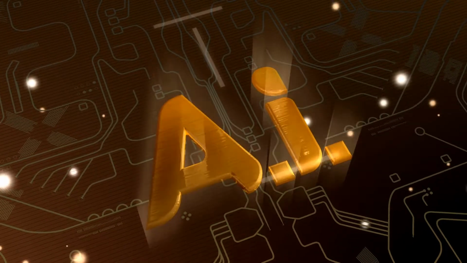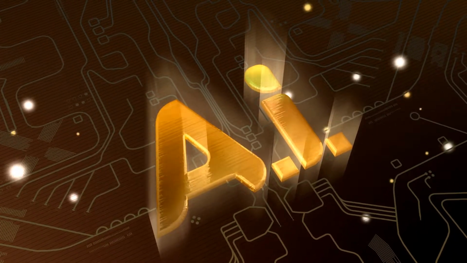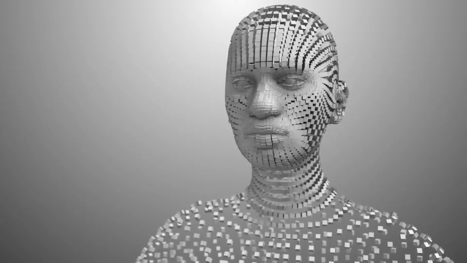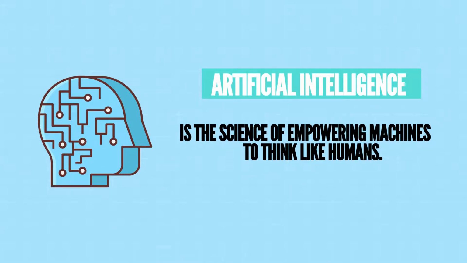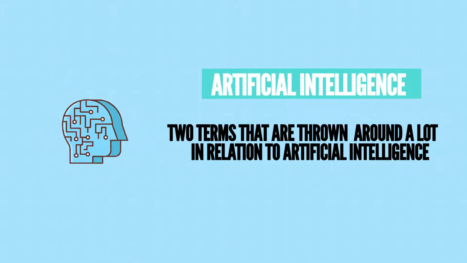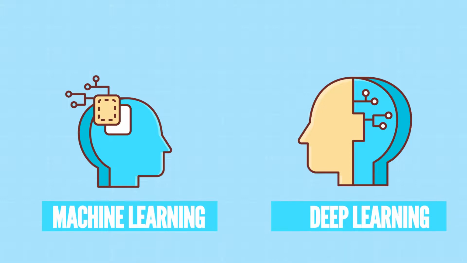Artificial intelligence is a concept that feels overwhelming to many. In order to correctly understand its meaning, it's necessary to take a look at some of the concepts behind the term. Artificial intelligence, or AI, is the science of empowering machines to think like humans. Two terms that are thrown around a lot in relation to artificial intelligence are machine learning and deep learning.